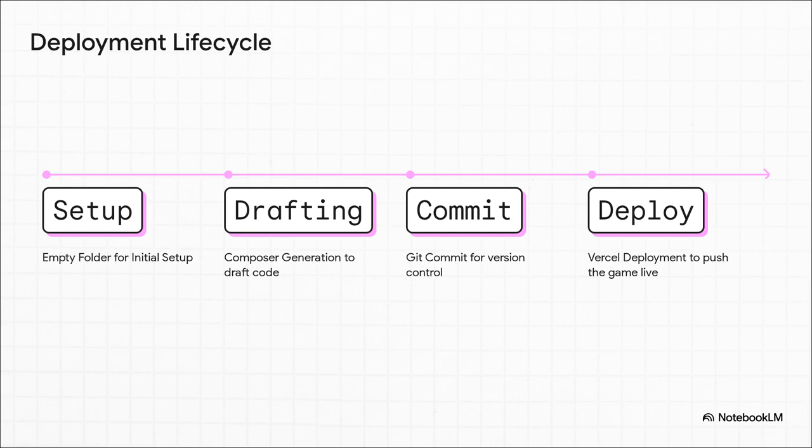Crucially, as you build, you should use Git version control directly within Cursor to commit or save your progress at checkpoints. And then finally, because your project is tracked, you can deploy a live link to the internet via a hosting service like Vercel in just a few clicks. Your local files are suddenly a live, playable website.